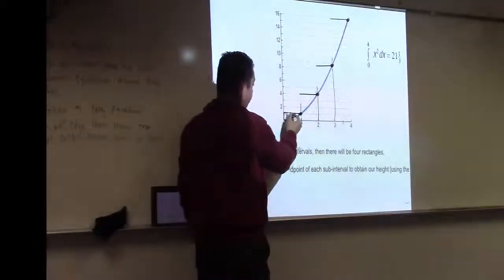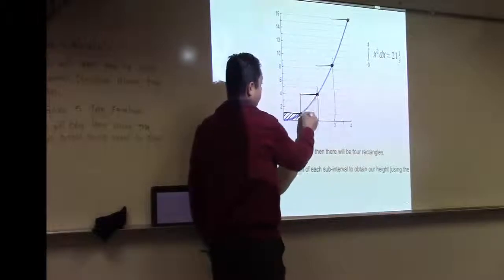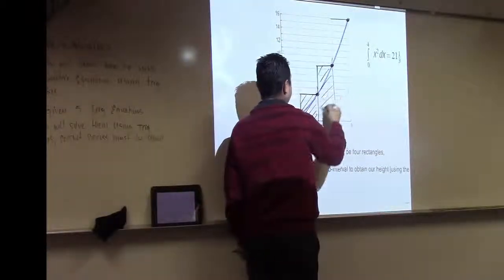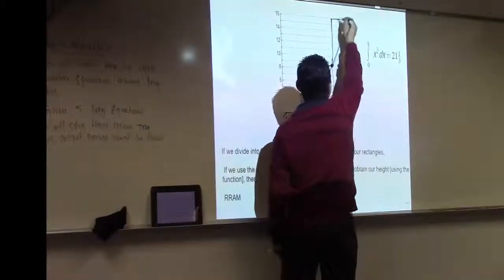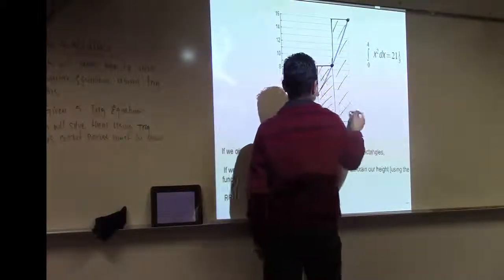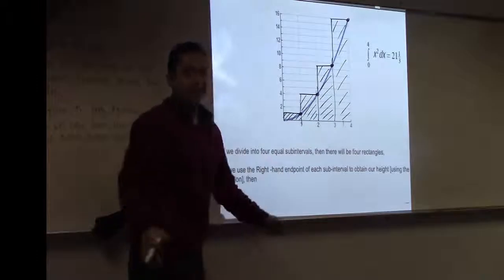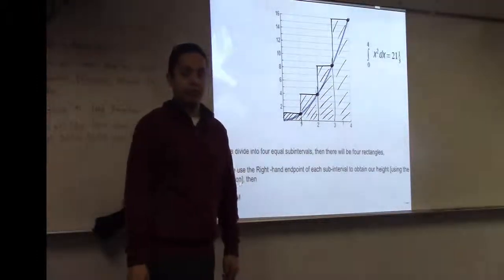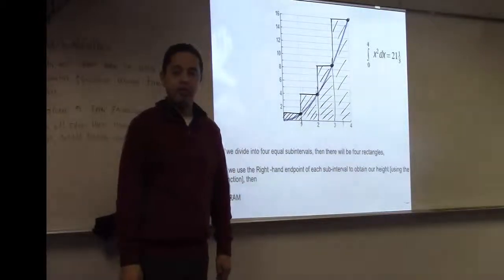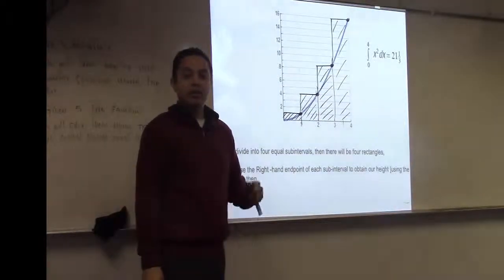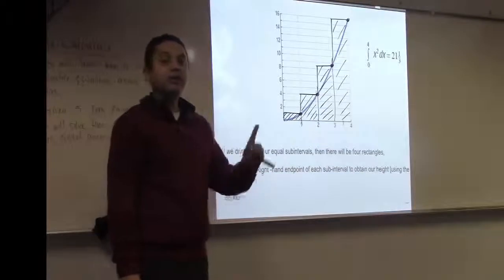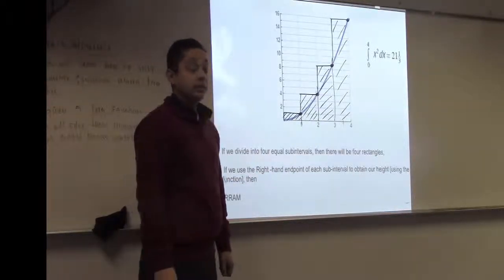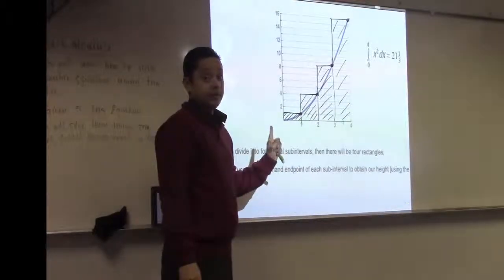So there's my first rectangle. There you have it. You can see right off the bat already that this is going to be an over approximation. Why is this an over approximation? Because my graph is increasing and concave up. Would that always be the case? Yes, if you have this type of graph.